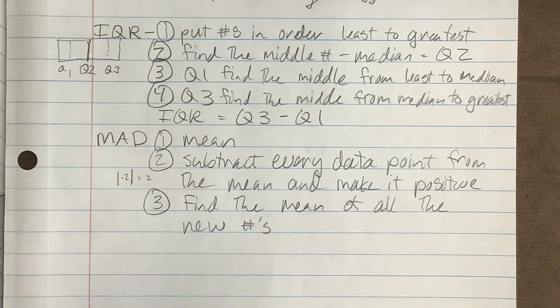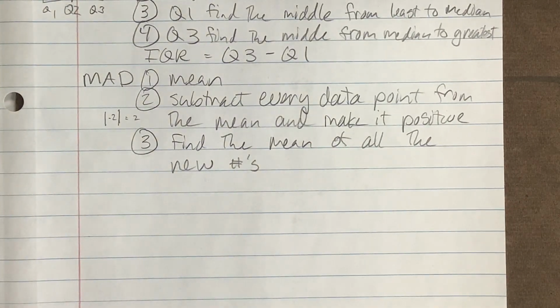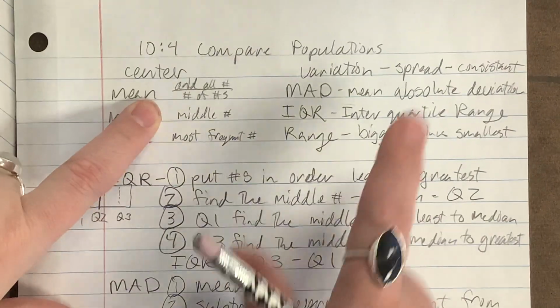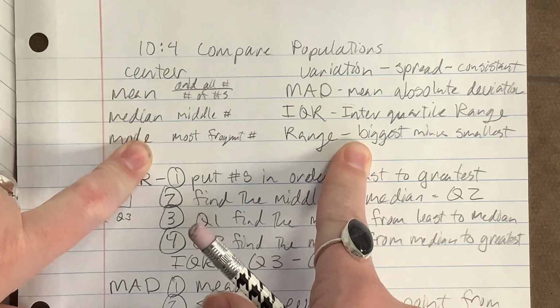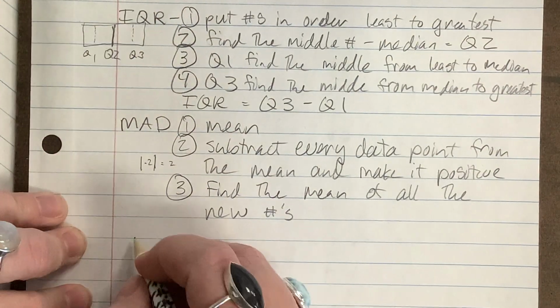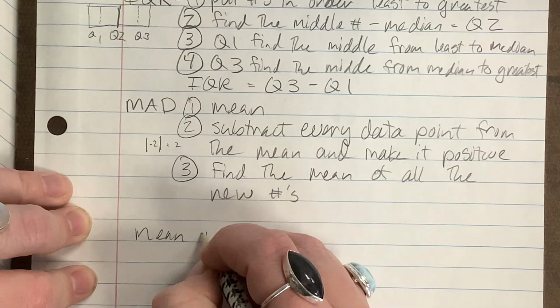Okay, if you do the assignment out of the book, one of the big questions the book wants you to answer is which measure of center and which measure of variation should you use for a set of data. The book likes to focus on, we're going to use the mean and the MAD.